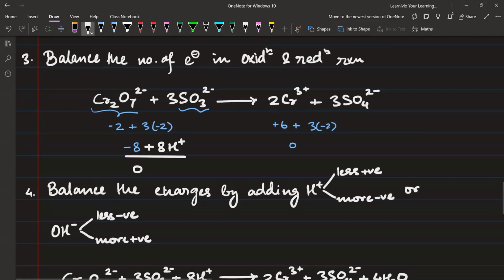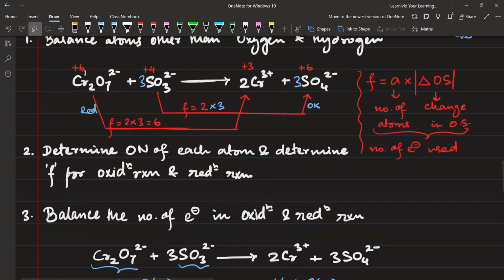Fine. So that means you have to calculate these oxidation numbers, and they say balance the oxidation states. What they are trying to say when they say balance the oxidation state is balance the number of electrons used, which we can do by using this particular formula of valency factor. We calculate the valency factor and make it equal.